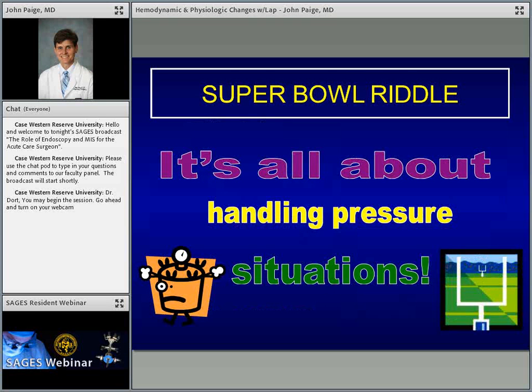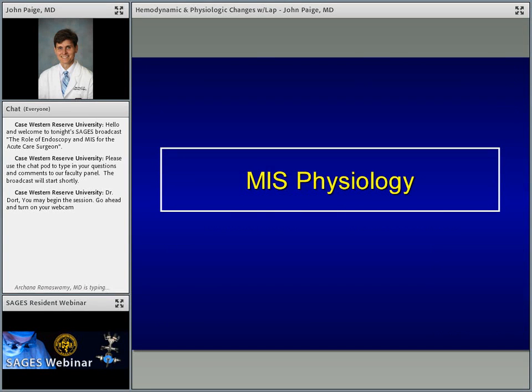So I think it's all about handling pressure situations. And that's the main key I want you guys to take out of this, is that the pressure from creating the pneumoperitoneum has many, many effects on the hemodynamics and the physiologic response of the body. So let's talk a little bit about MIS physiology.